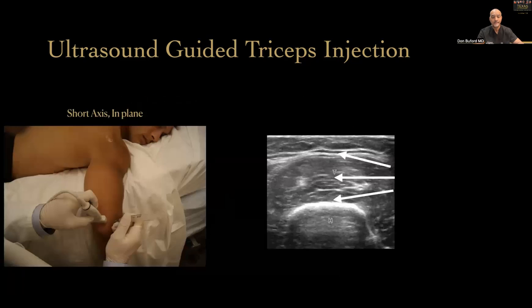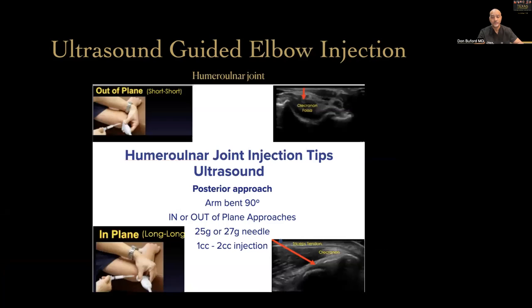Positioning is typically with the patient prone, as you see here. We can do this in the short axis with the transducer aligned across the elbow like that, or we can do this in the long axis. And so there's multiple ways to do it. We've talked about that before, and we'll continue to go over that if you have any clinical questions about how to position for these injections.